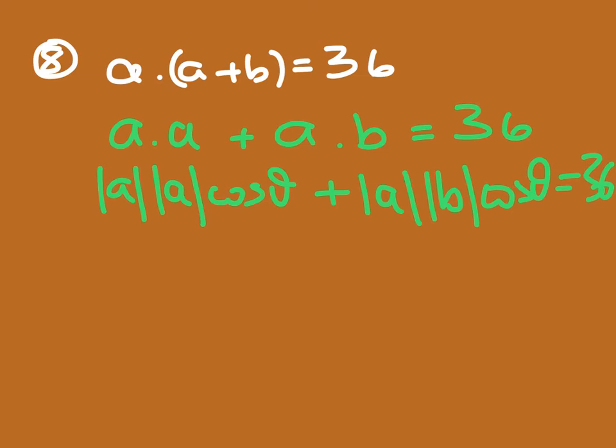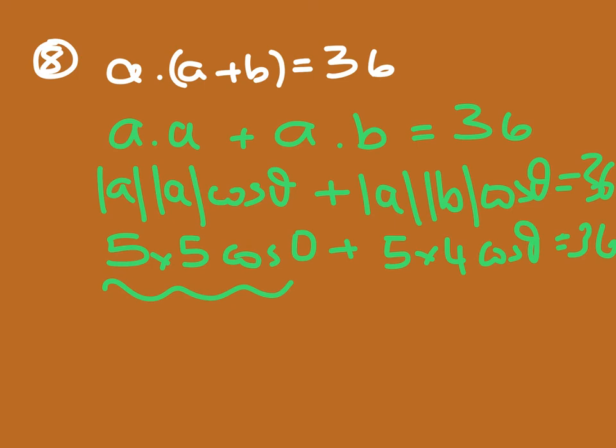So the length of a, the question tells us, is 5. So that's 5 times 5 times cos. Now what's the angle between them? 0. Plus the length of a times the length of b times cos theta. Now we don't know what theta is, that's what we're trying to find. Equals 36.